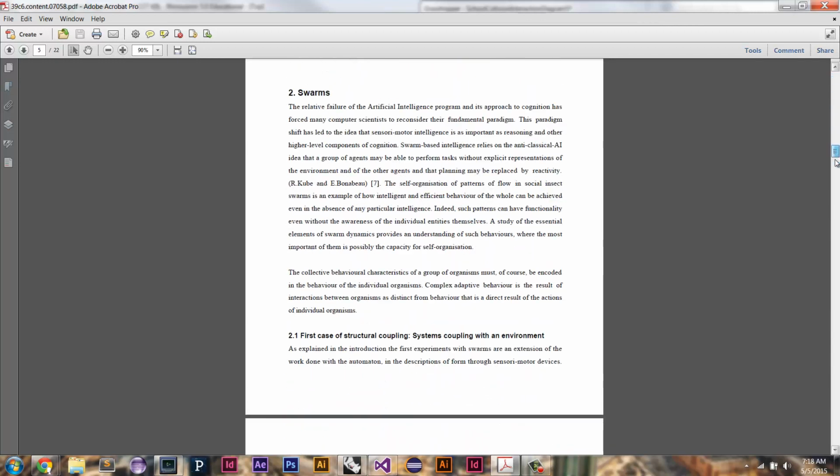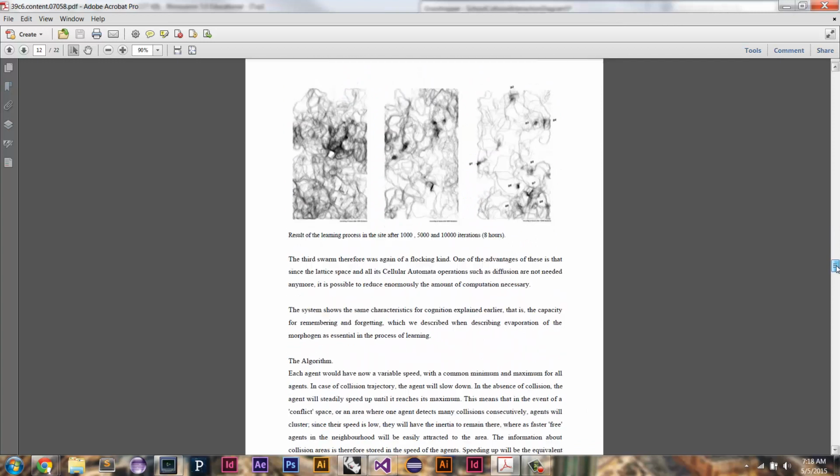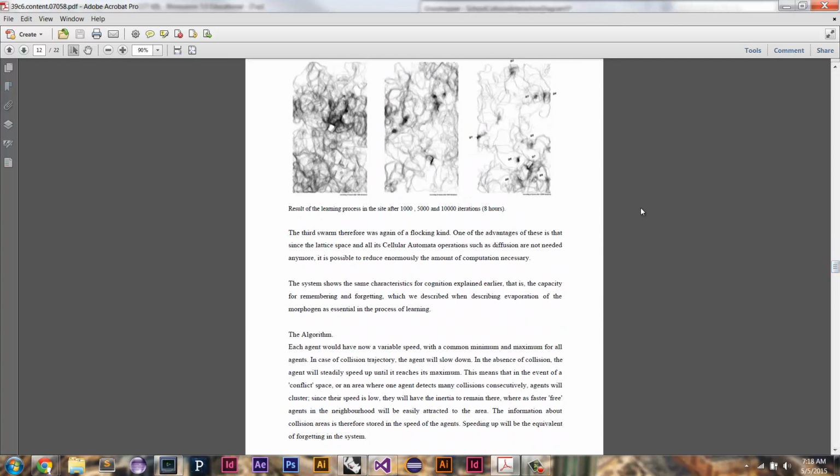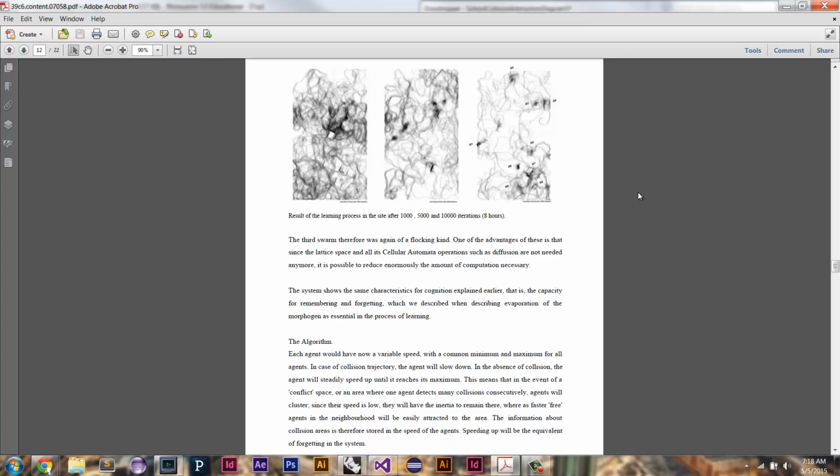It's a really good paper, and in it he describes an algorithm where he uses the concept of forgetting to drive the intelligence of the analysis. In this case he's saying if you see a potential for a collision, slow down, otherwise speed up.